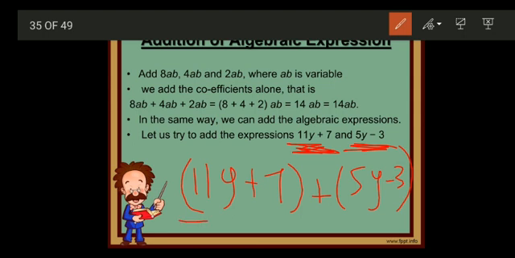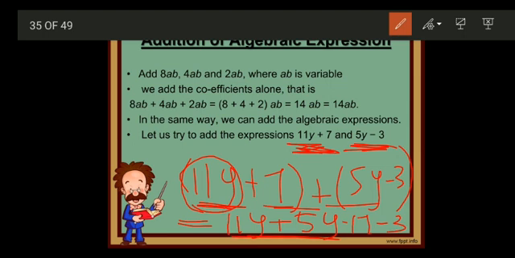First, write the terms having the same variable. So here we have terms involving y and constants. First we'll write the terms which have the variable y. So here we have 11y and plus 5y. Then we have the constants, plus 7 minus 3.